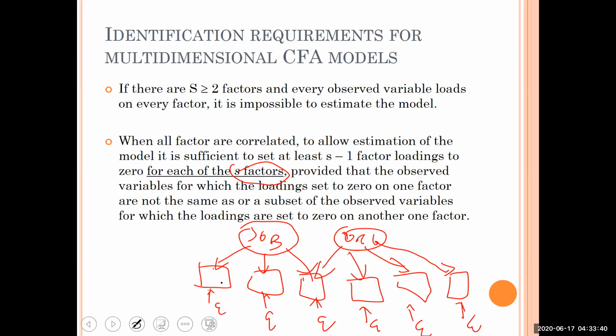I could even have more arrows. I could have this arrow here, and I could have this arrow here. In this case, as long as I have over here one indicator that only measures job satisfaction and one indicator that only measures organizational commitment, it would still be identified.